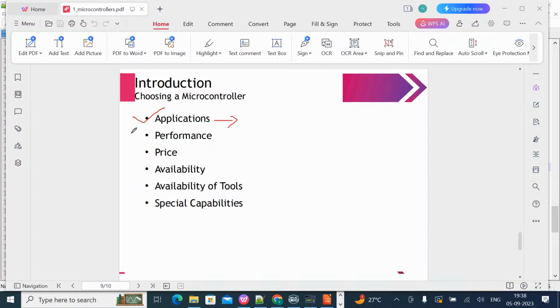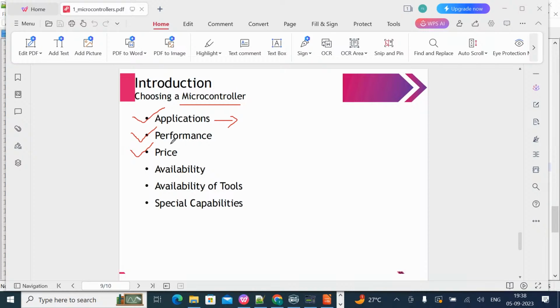Then performance. What kind of performance do you want? Are you looking for performance piece-wise or time-wise? Select the microcontroller which supports that. Then price. Don't forget the price. If you are going to purchase microcontroller ICs in bulk quantities, then it will be cost effective, otherwise it will be costly. If the microcontroller cost itself is going to be more, the cost of your end embedded system is going to be high. And as we studied already in the previous slides, please make sure your product is affordable.